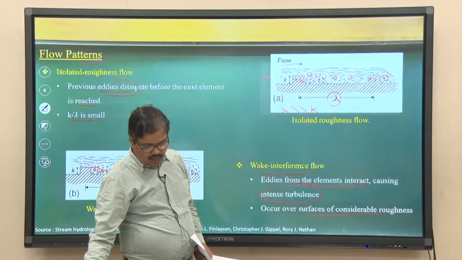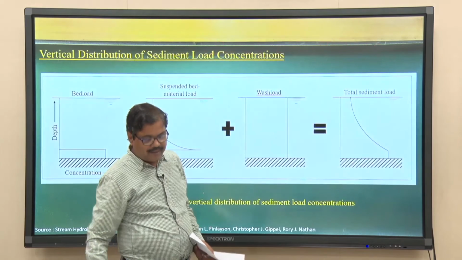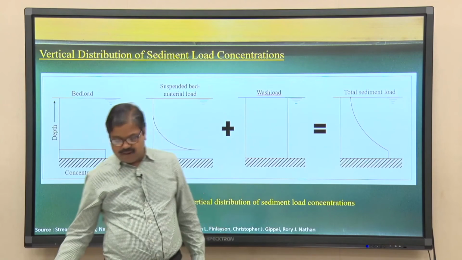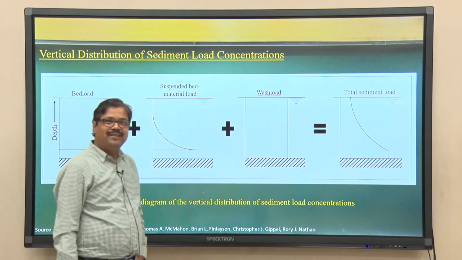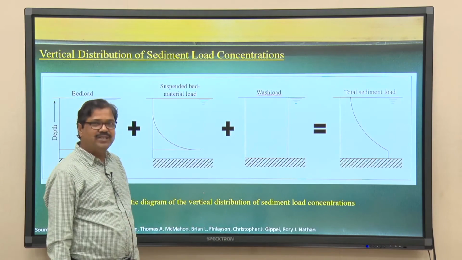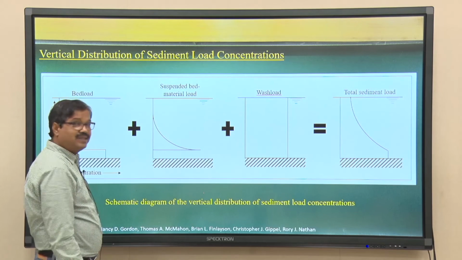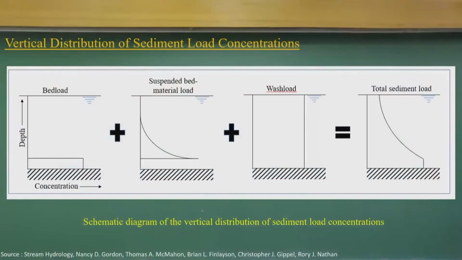Now, let us go to a very interesting part: how does sediment transport happen? What is the distribution of sediment transport? Earlier also we discussed it, but just to recap, because the velocity distribution is logarithmic, the sediment particles near the bed can have a bed load like this. There is a certain thickness where you have a bed load, and beyond that you will have a suspended load, the suspended bed material load.